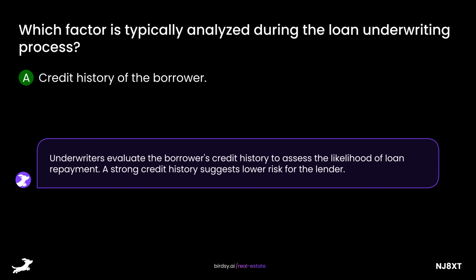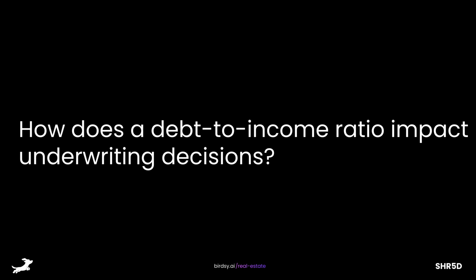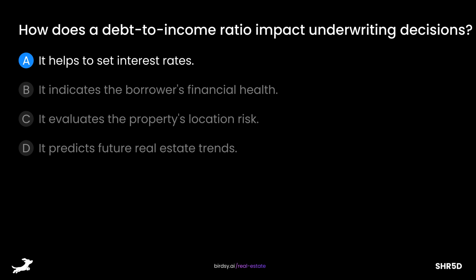Underwriters evaluate the borrower's credit history to assess the likelihood of loan repayment. A strong credit history suggests lower risk for the lender. How does a debt-to-income ratio impact underwriting decisions? Is it A. It helps to set interest rates, B. It indicates the borrower's financial health, C. It evaluates the property's location risk, or D. It predicts future real estate trends? The answer is B. It indicates the borrower's financial health.